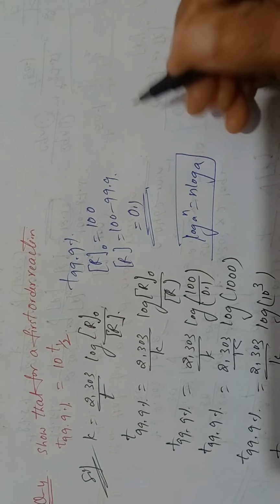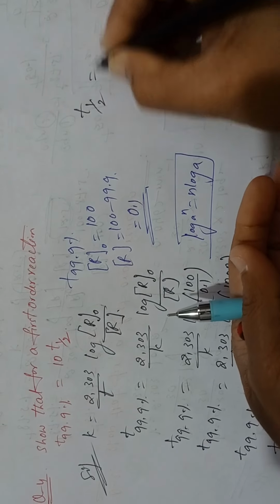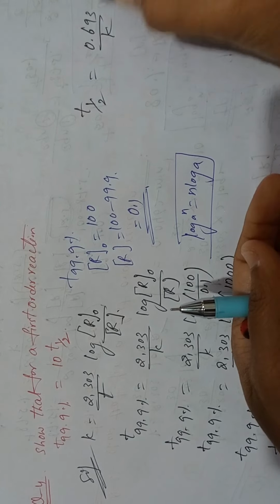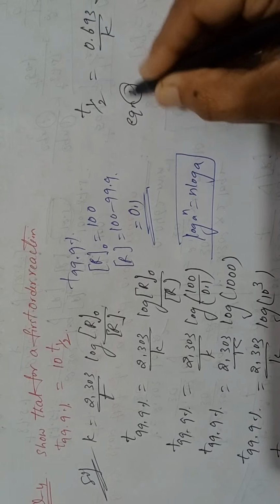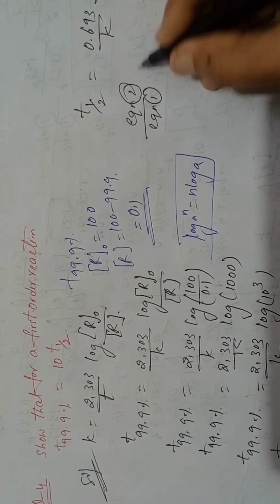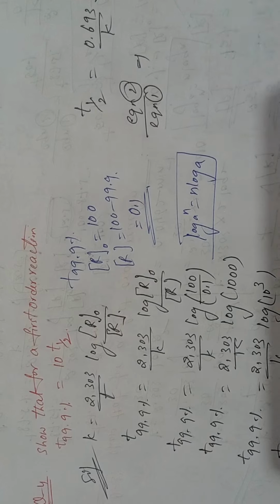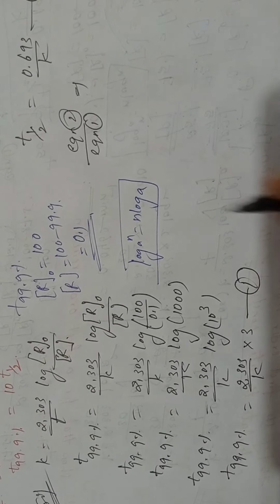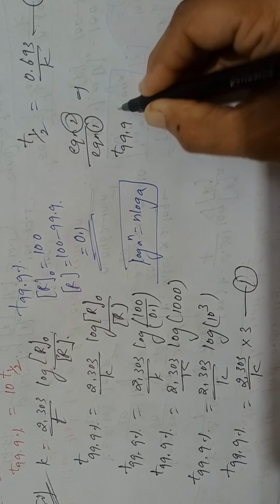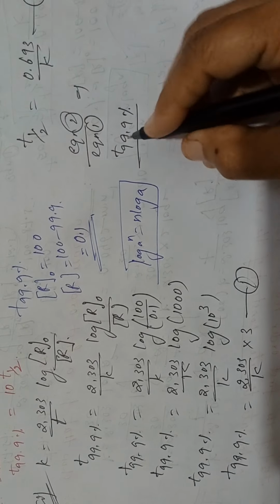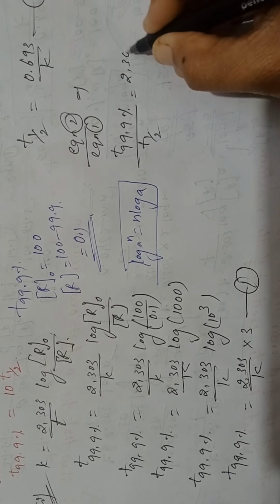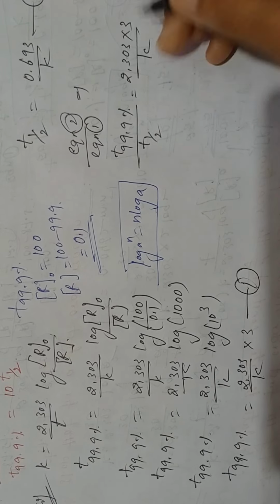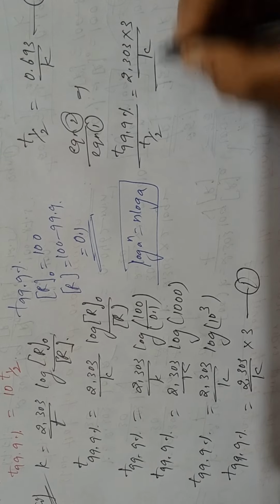Now another, here we have to show T half. Another one is T half. So what is the T half, students? Formula T half is equal to, for first order, 0.693 by K. This is the second formula, second equation. Now equation 1 by equation 2 calculate. T 99.9% by T half is equal to, on the RHS, 2.303 into 3 by K divided by 0.693 by K.